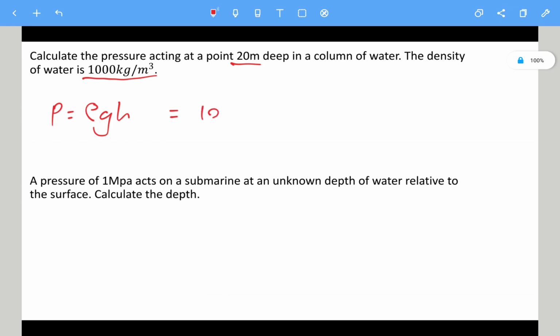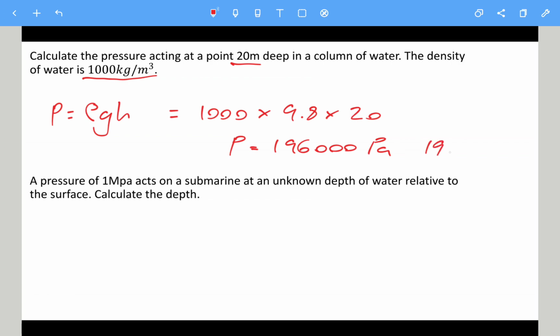So density is 1,000 kilograms per cubic meter. It's always the same for water. Well, pure water. Seawater is about 1,030 actually. So G is 9.8 times the depth of 20 meters. So if we put them in our calculator, we'll get a pressure that's equal to 196,000 pascals. Or you might have written 196 kilopascals.